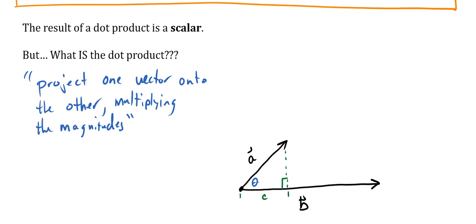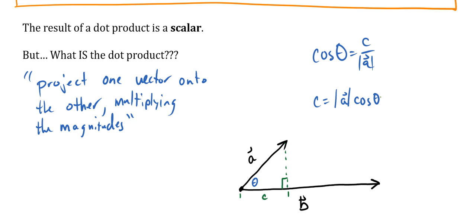How can I find the length of C? Cosine is adjacent over hypotenuse. So I've got cos theta is C over A, which means over the magnitude of A. I'm going to make that right because A is a vector, so the magnitude of A would be the number value. So then C equals the magnitude of A times cos theta.